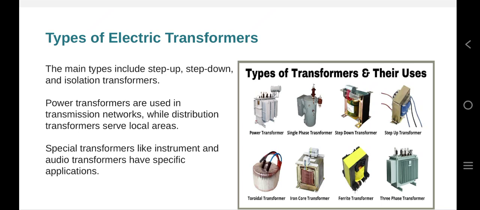Again, we also have the power transformer, which is only used at the transmission network level. We know that generally the electrical system is broadly classified into generation, transmission and distribution systems. The power transformer is basically used for the transmission networks, while distribution transformers are used in local areas or local substations in which low level voltages are working. Again, special transformers like instrument and audio transformers are also for specific applications.